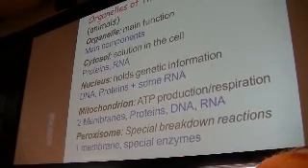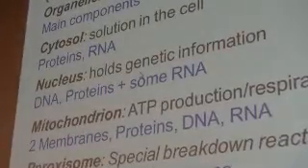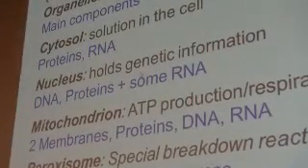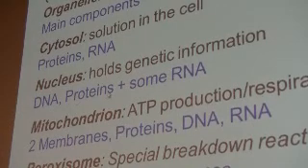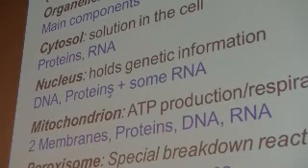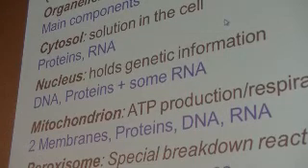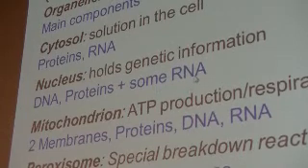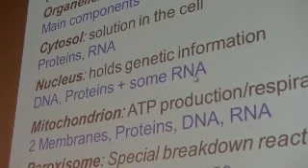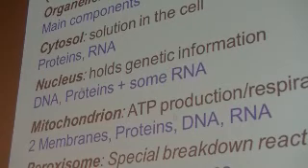Okay, now we have the nucleus, it holds the genetic information. We have the DNA in the nucleus. There are also proteins that replicate the DNA, proteins that serve a function in transcription, forming RNA, and then there's some RNA in there that is on its way to having a function in the cytosol. And some RNA has a function in gene expression in the nucleus actually.